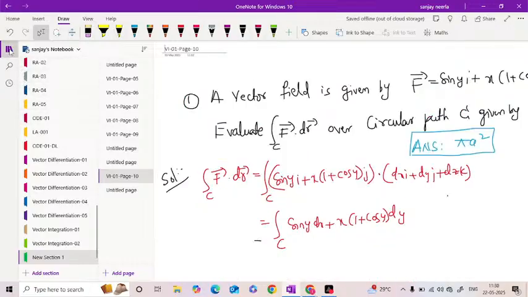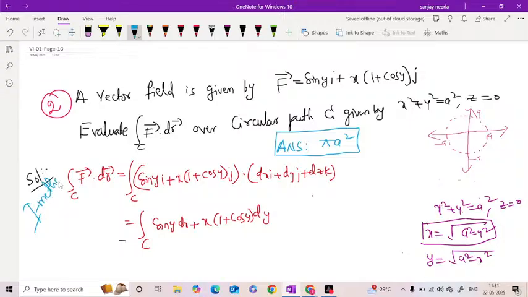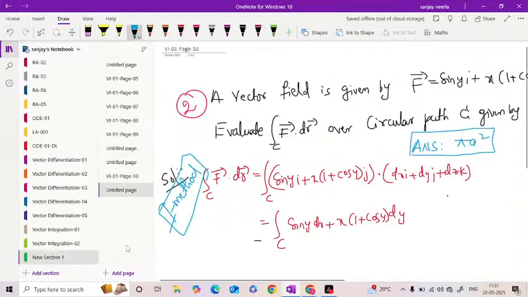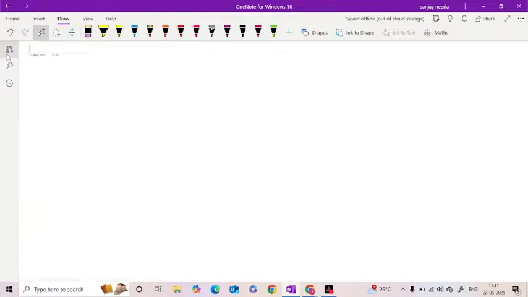Okay, now come to the second question here. The previous one is the first question and this is question number 2, and this one also we will solve in two ways. Now, method number 1. What is the result? Pi a square. Now we will solve the same problem in the second method also. Now come to method number 2.